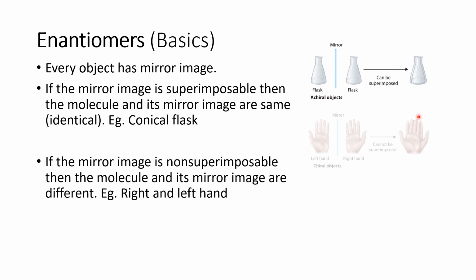Similarly, we can also talk about non-superimposable mirror images. A non-superimposable mirror image is one where the molecule and its mirror image do not match, like the example of our right hand and a left hand. The right hand is the mirror image of the left hand, and when we keep the two hands one over the other, they do not match. This is the reason why we cannot use a left hand glove on the right hand or the right hand glove on the left hand.